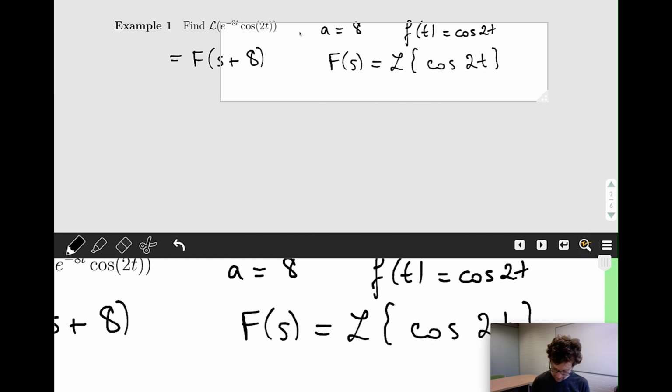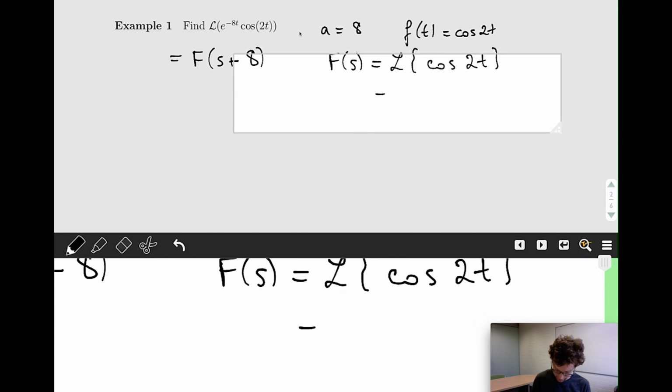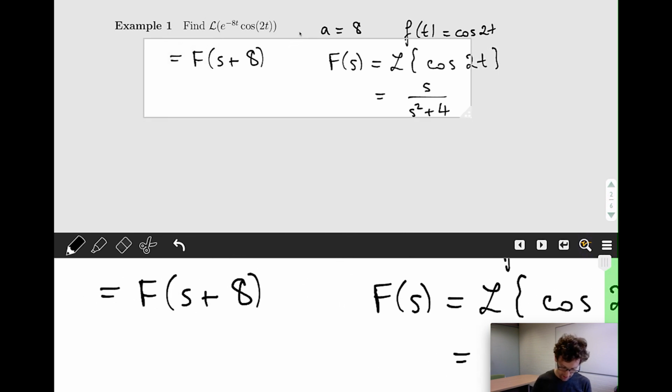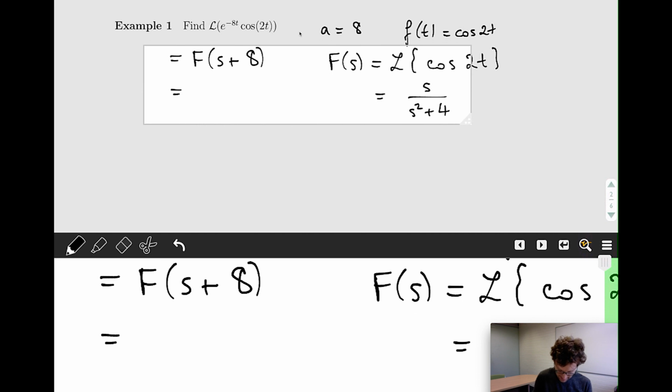Happily, that's one of our table's Laplace transforms. That's going to be s over s squared plus 2 squared. That's the Laplace transform of cosine 2t. And now that I've got big F of s, it's very easy for me to find the Laplace transform of the exponential times cosine 2t by just replacing everywhere I see s with s plus 8.